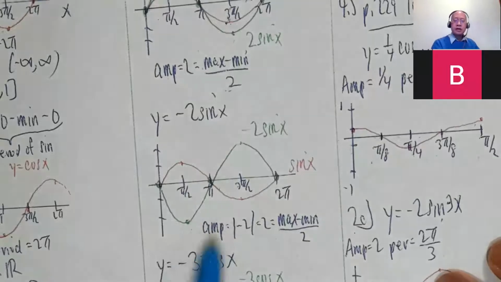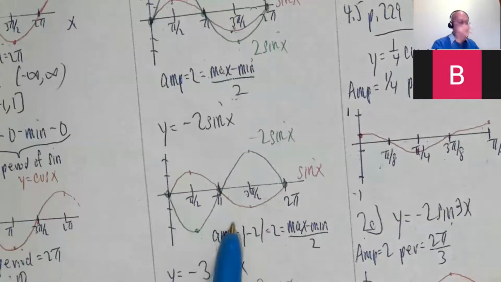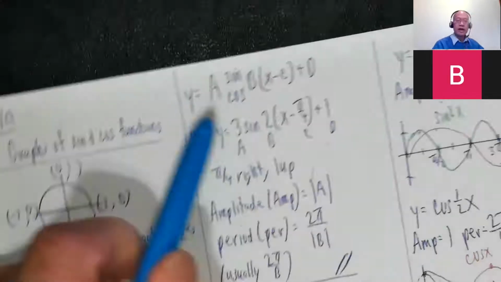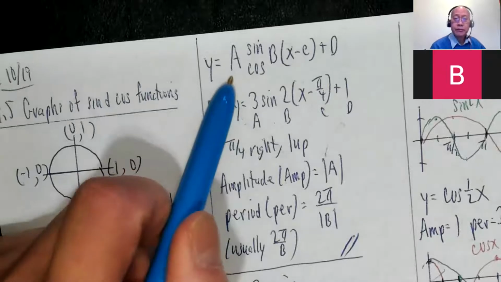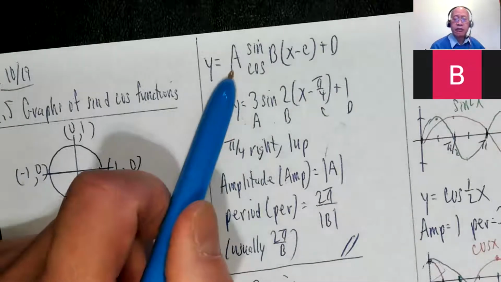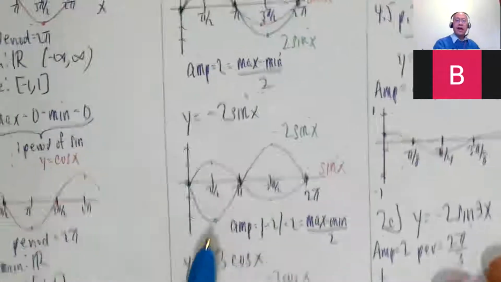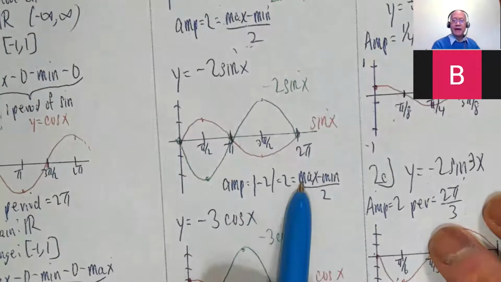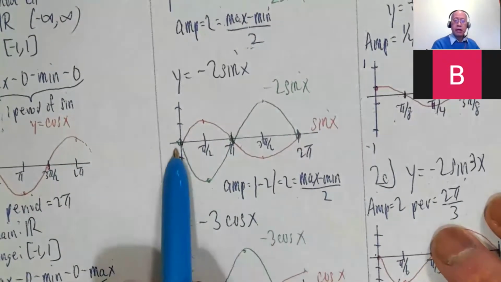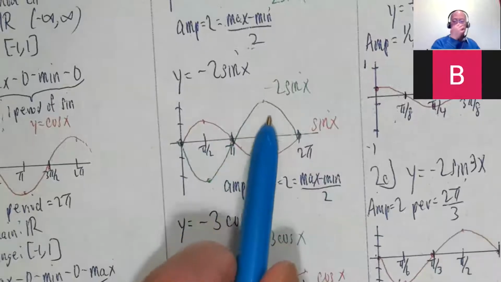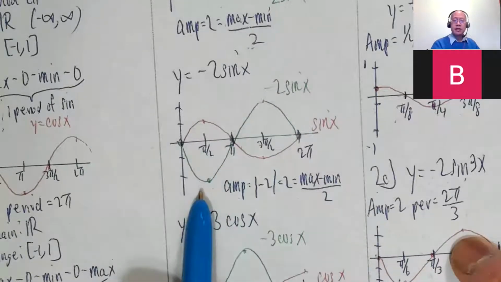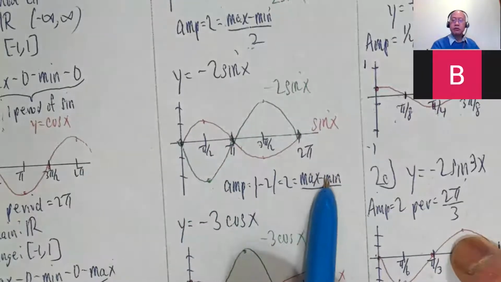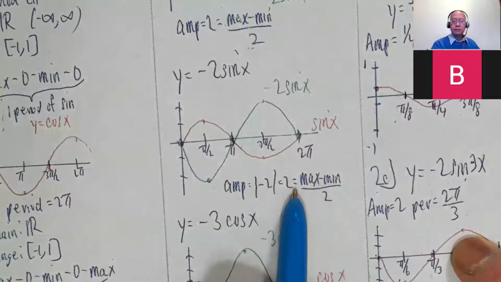So the amplitude is still going to be 2. By formula, it's the absolute value of A. So getting back to what we were here, right? The amplitude is the absolute value of A. So the absolute value of -2 is 2. And notice it still fits the formula of maximum minus minimum divided by 2, right? Even though it starts down and goes up, the maximum is still 2. The minimum is -2. 2 minus a -2 is 4. Divided by 2 is 2.